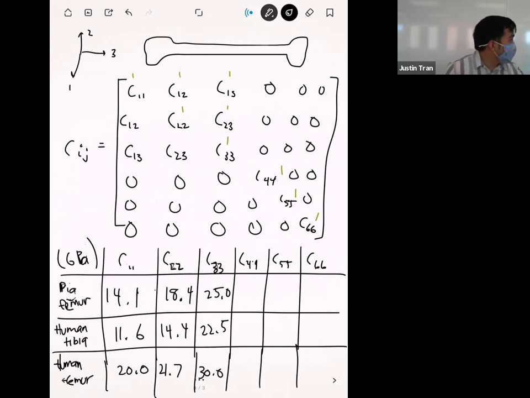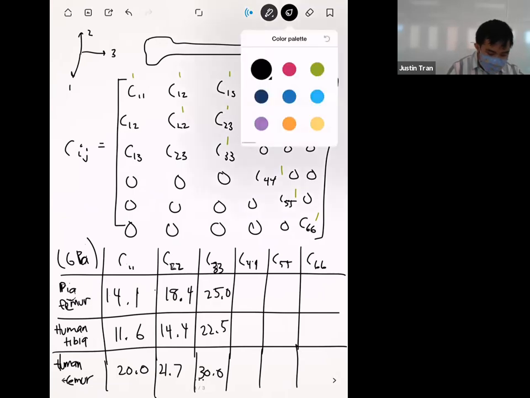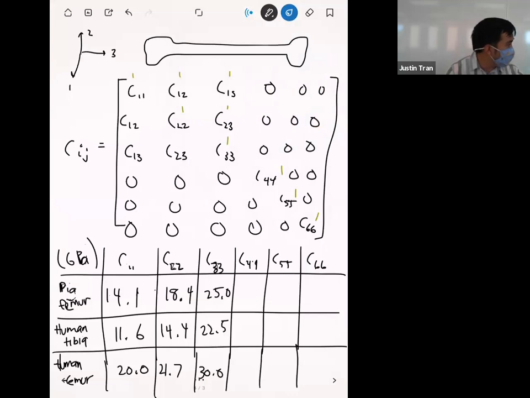All right, so what I want to draw your attention to is that C33 is the largest value, by a significant margin too, across all 3. The way that this number 3 direction is defined is the direction that's down the shaft of a bone. If you consider a typical long bone, the 3 direction is going to be down the shaft.